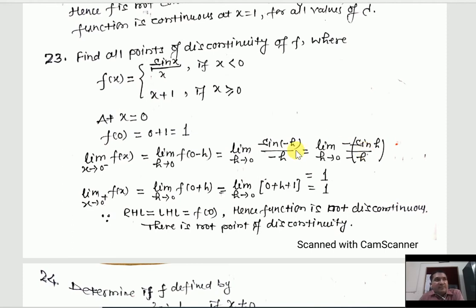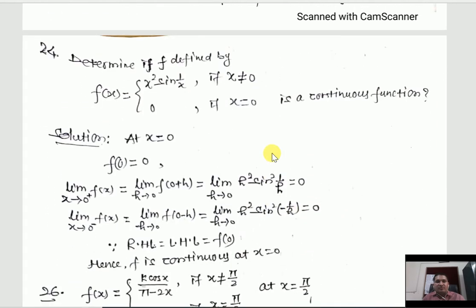So sin minus theta is equal to minus sin theta, minus sin h upon minus h, the minuses get cancelled, sin h upon h, and apply the limit, this value will be 1. Now the right hand limit will lie over here, x plus 1, so 0 plus h plus 1, answer is 1. All three values are equal to each other: left hand limit, right hand limit, and f of 0. Hence the function is not discontinuous. There is no point of discontinuity.